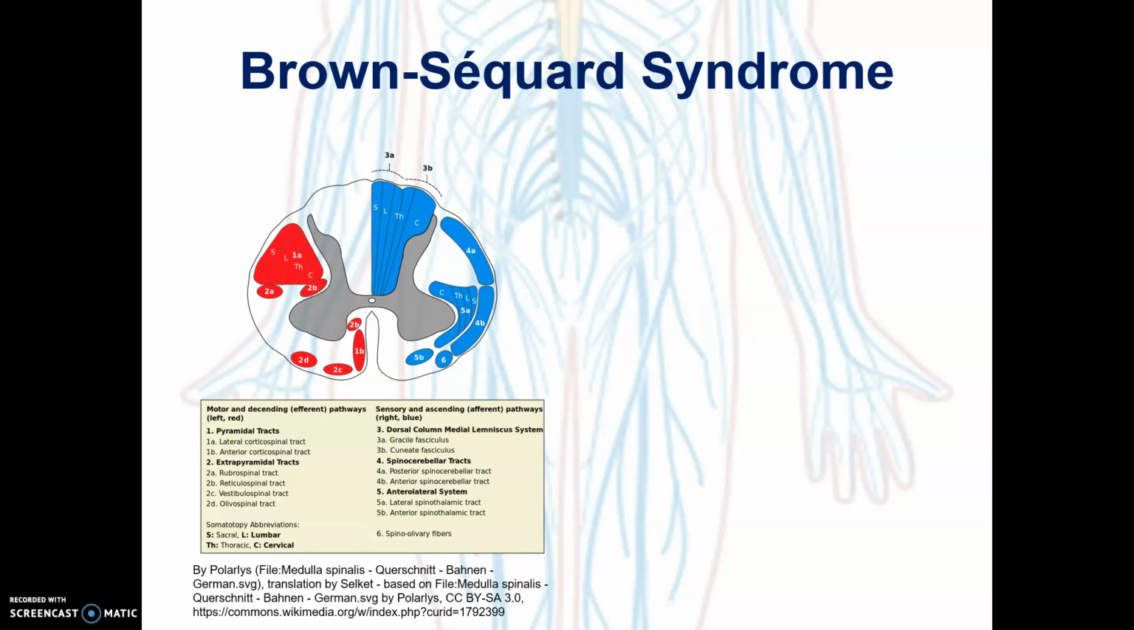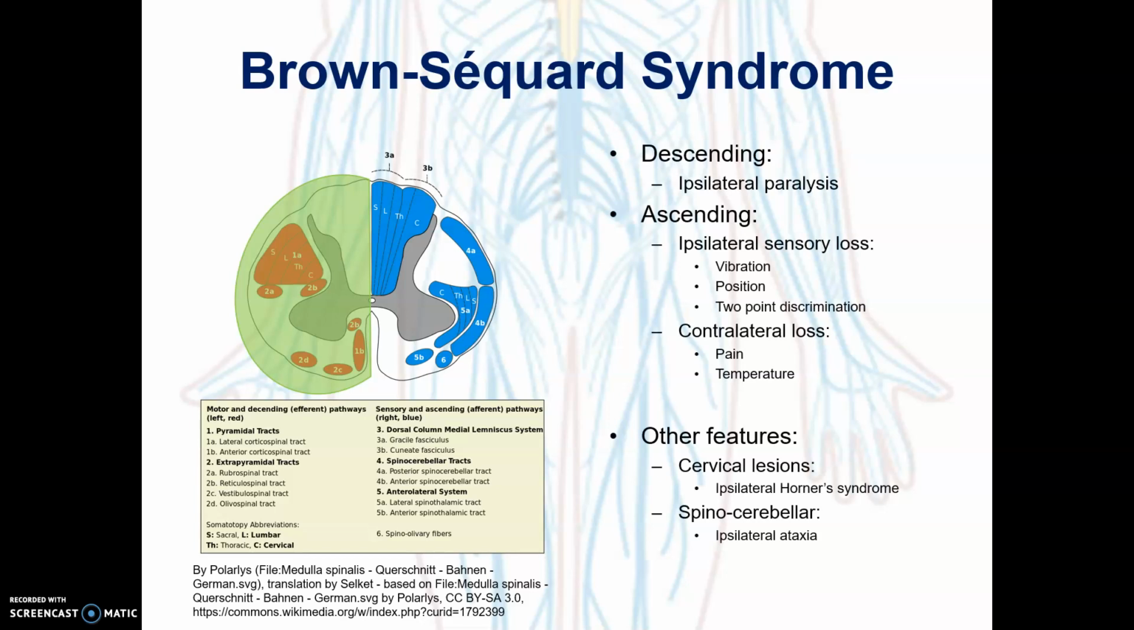Yes, this is Brown-Séquard syndrome. So one half of the cord is affected. Of course, it's not that perfect, but one side rather than both sides. We can figure out what's going to happen. The descending tracts have already crossed up in the brainstem, and therefore you get ipsilateral paralysis.